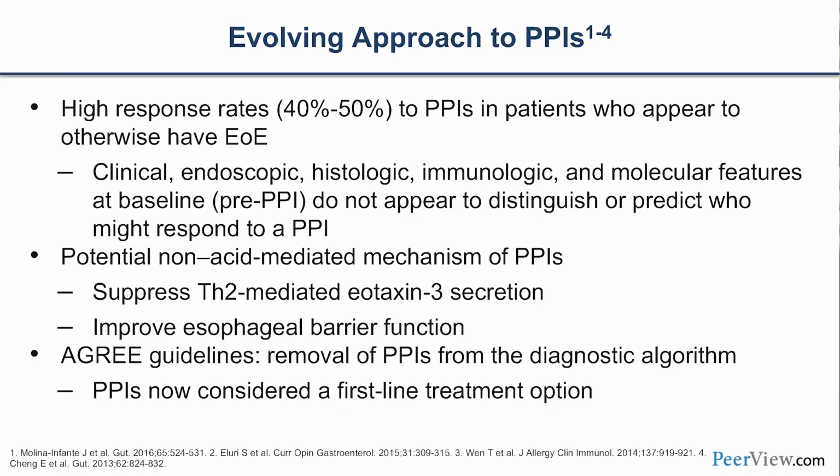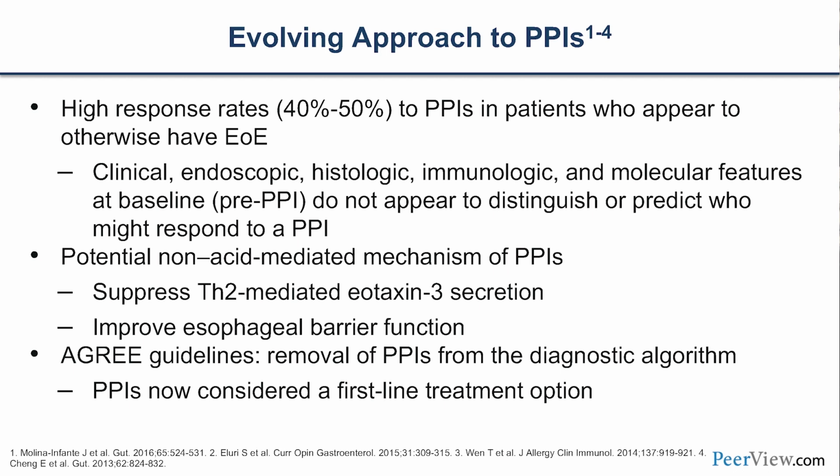And so, with the accumulation of data, the newest guidelines have eliminated the PPI trial from the diagnostic process in EoE. This really represents an evolving approach to PPIs. Overall, there were high response rates, maybe 40 to 50%, to PPIs in patients who appeared to have EoE. And as mentioned, many of the baseline features clinically, histologically, immunologically, and molecularly did not predict whether a patient would respond to a PPI. Interestingly, there are potential non-acid-mediated mechanisms to explain how PPIs could work in EoE. First, they suppress Th2-mediated eotaxin-3 secretion, and eotaxin-3 is a chemokine that draws eosinophils into the esophagus. PPIs can also improve esophageal barrier function.